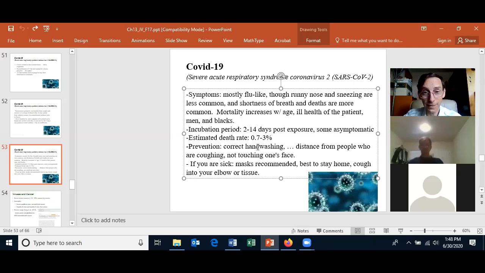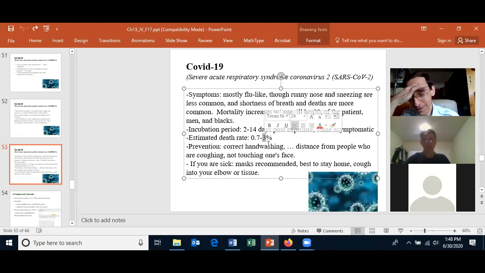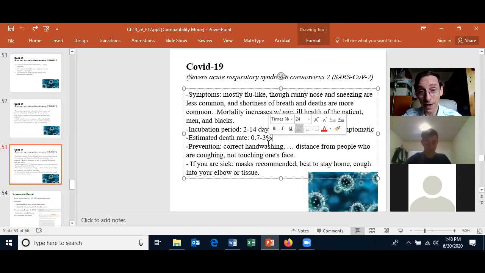The estimated death rate, they're not real sure, but somewhere between 0.7% and 3%. And actually, that's their best guess. If you look at the data, the last I looked, which I think was 2 weeks ago, so sorry, I haven't looked at that recently, the mortality rate was actually climbing and was close to 5%.